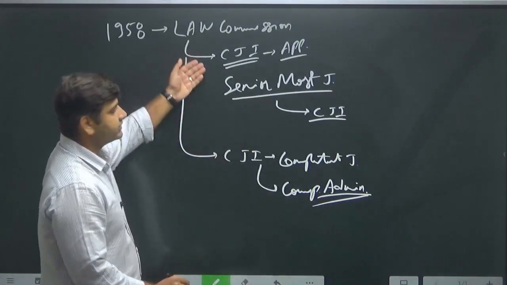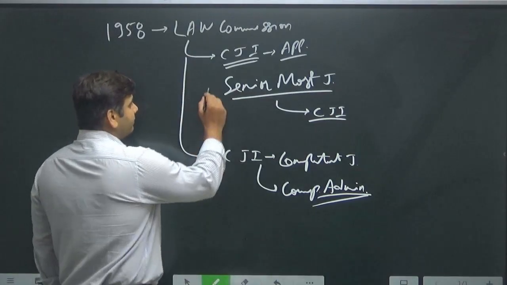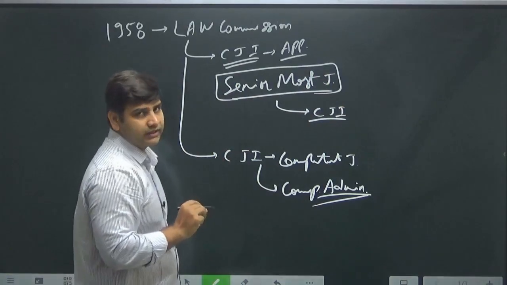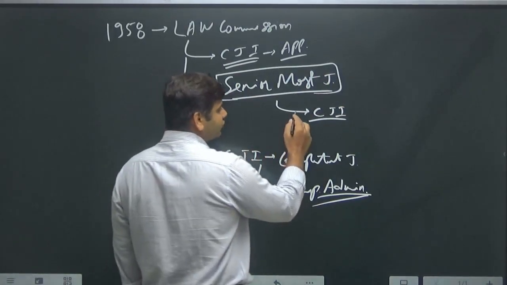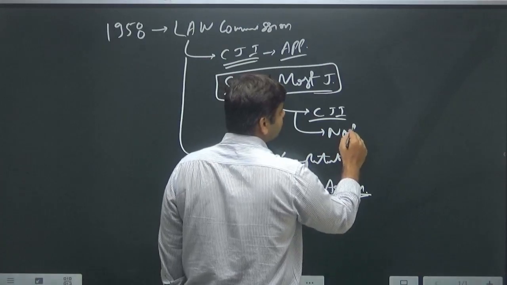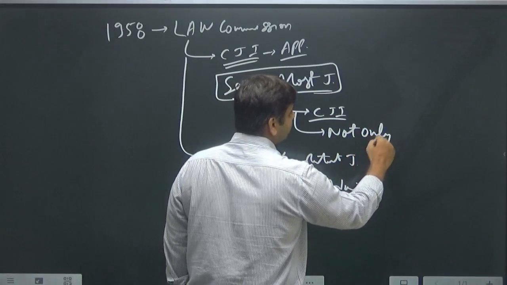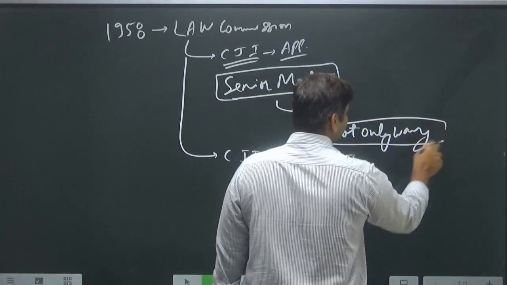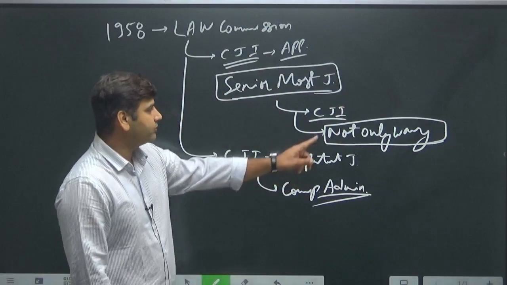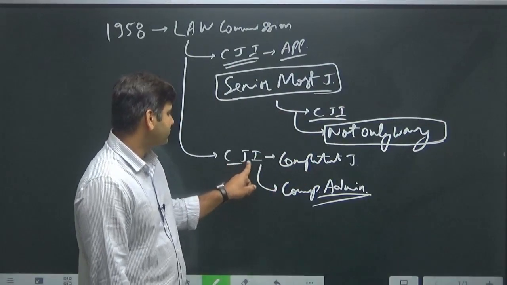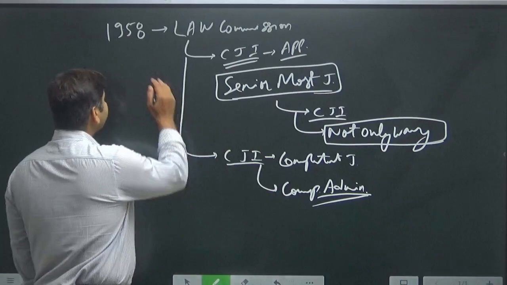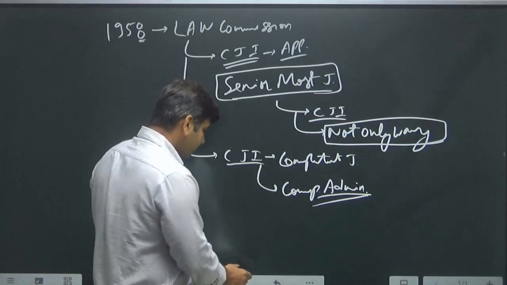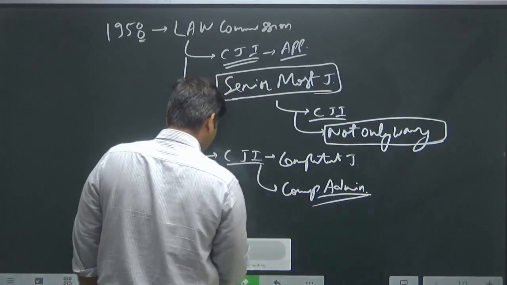That is why it has recommended that choosing the senior most judge of the Supreme Court of India as the Chief Justice of India should not be the only way. There must be other ways which could be found, and it should not be the only way to appoint the Chief Justice of India. But no action was taken on this 1958 Law Commission report till the coming of Indira Gandhi.